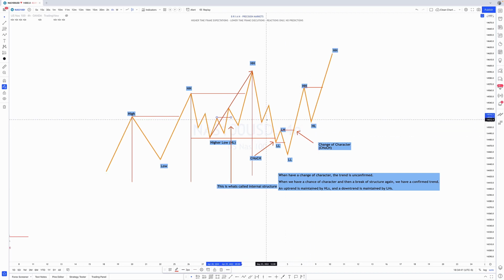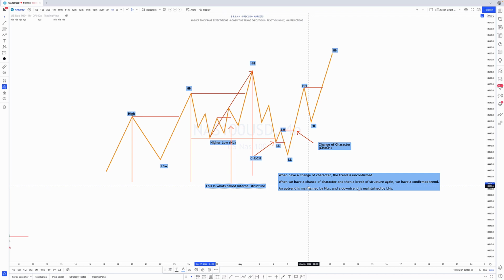Same reason why I didn't look at this as well. This was a low point. This initially made our lower low from a major swing structure perspective. This became a lower high, became a lower low. And now from a swing structure perspective, it's all aligned. So you have to pay attention to the difference between internal structure and your actual swing structure.